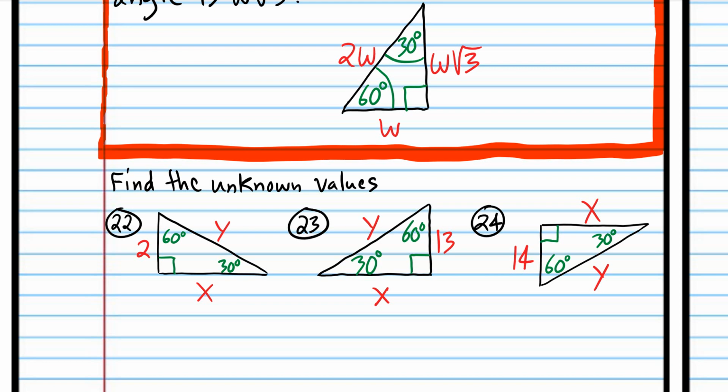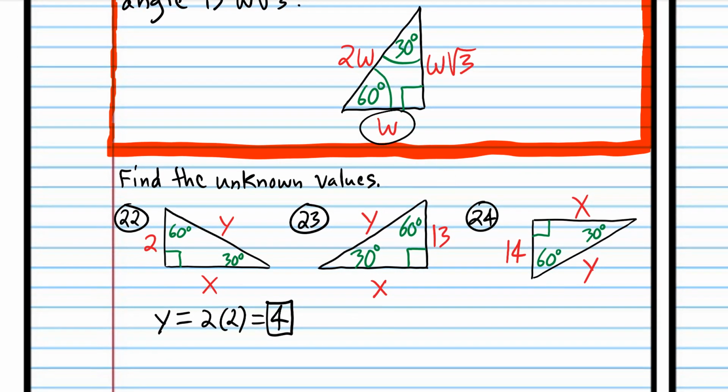In this problem, we're supposed to find the unknowns as usual. The length of the side opposite 30 degrees is 2, right? So what that means is that the hypotenuse is double that number. So the hypotenuse is 2 times 2, which is 4. That's one of the answers.